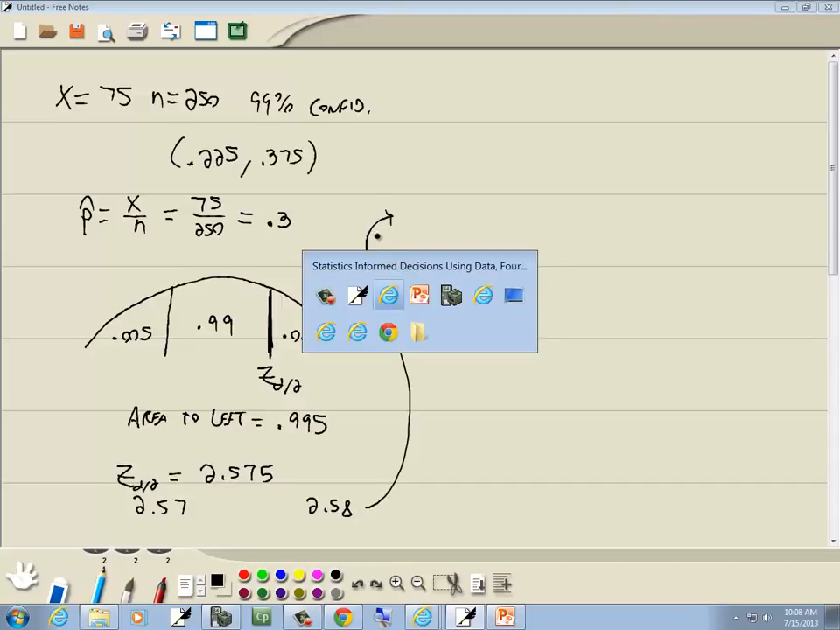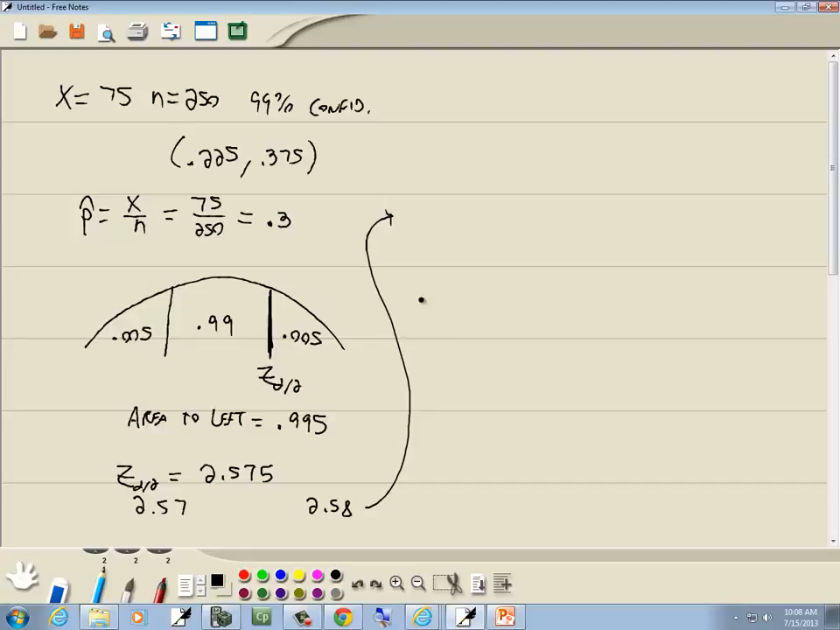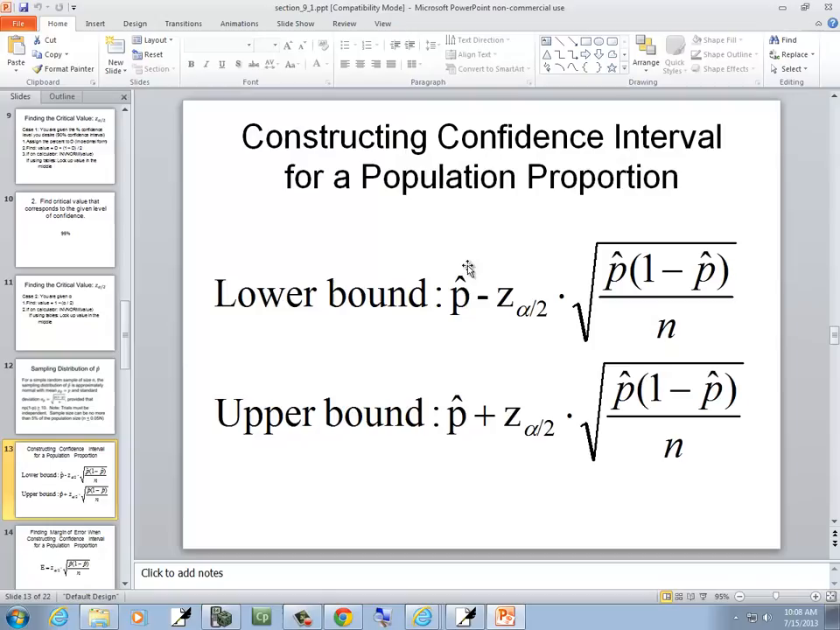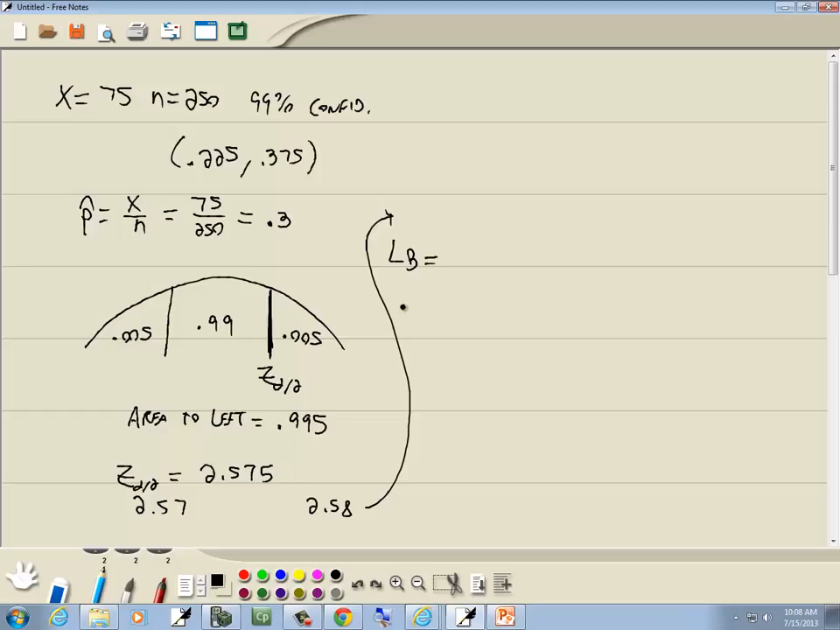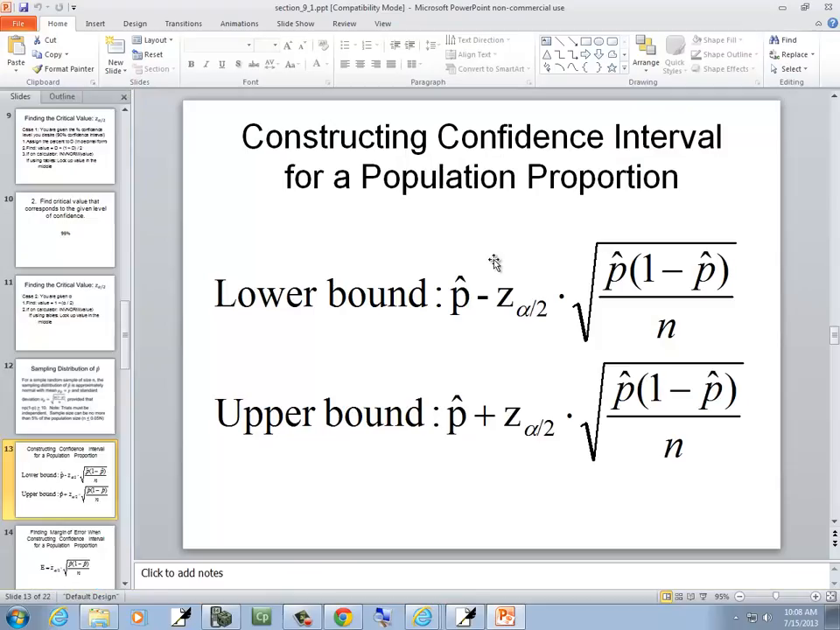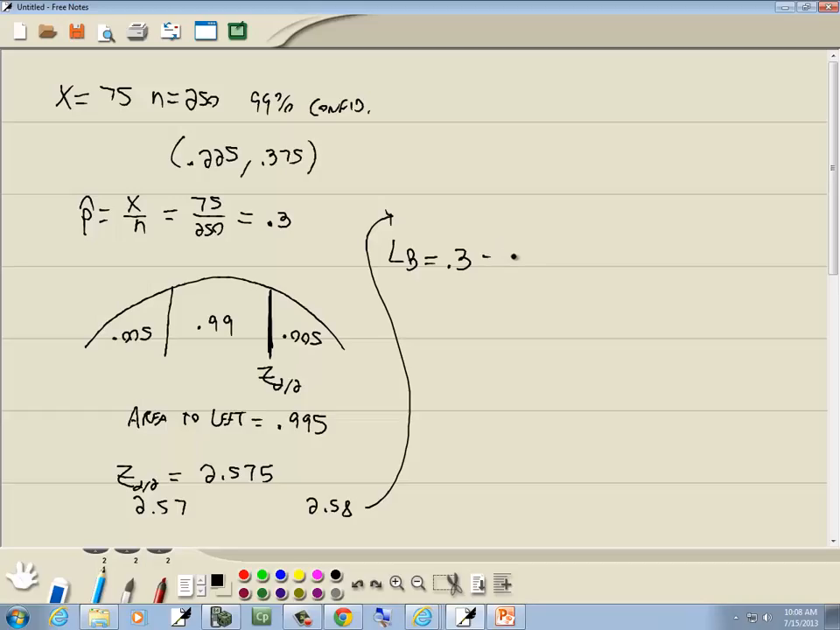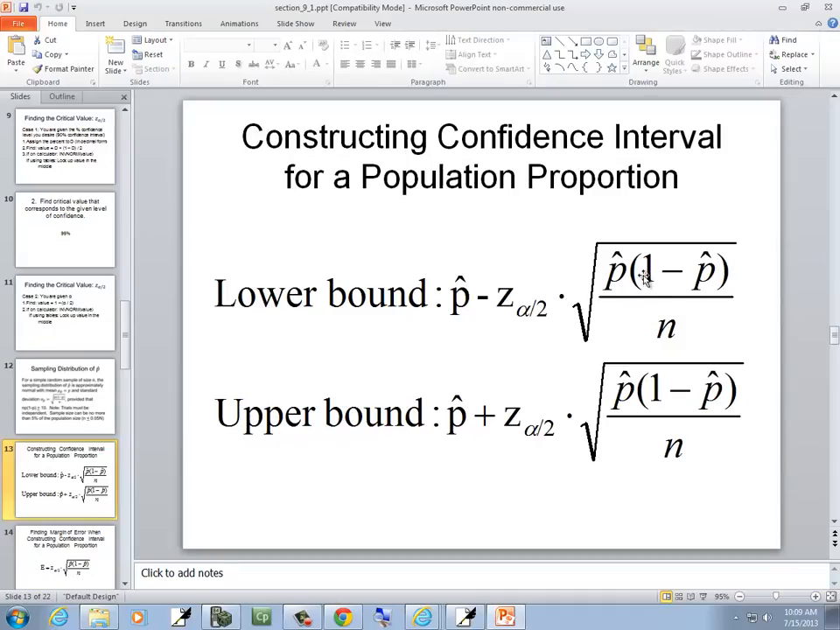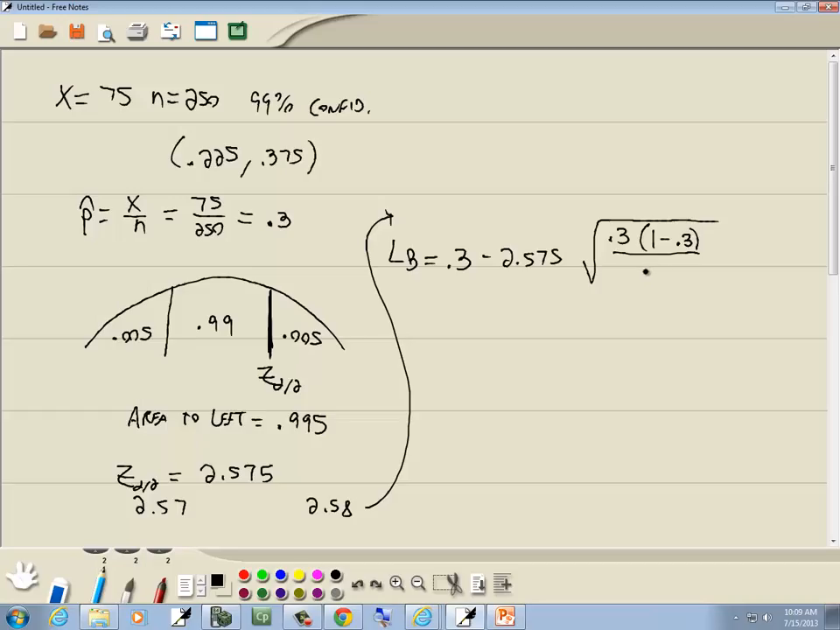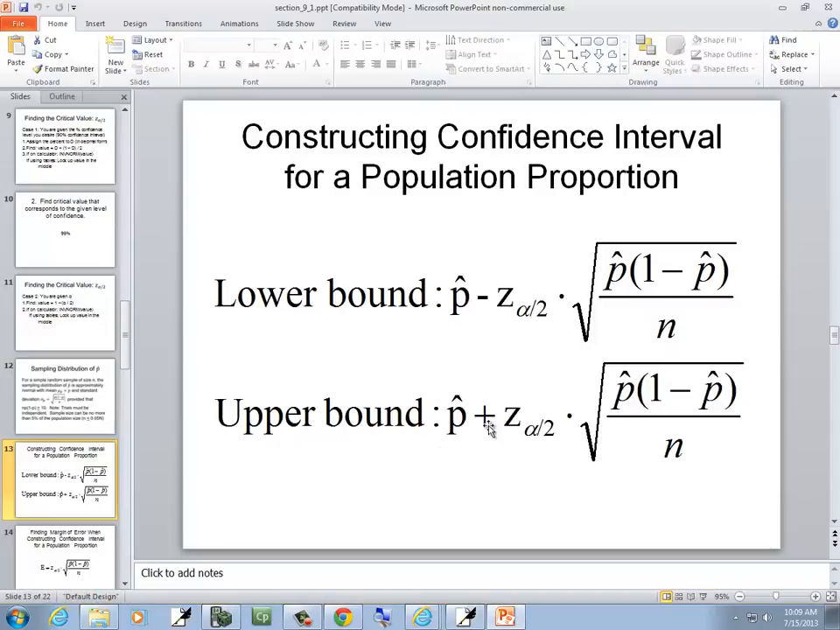So at that point, I'm ready to plug in my formula. My lower bound is going to equal p hat, which we said was 0.3, minus z alpha divided by 2, which is 2.575, times the square root of p hat, which is 0.3, times 1 minus p hat, so 1 minus 0.3, divided by n. n was 250. And then the upper bound will be the same, but you just have a plus in there.